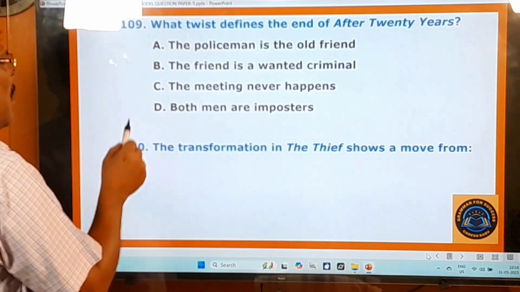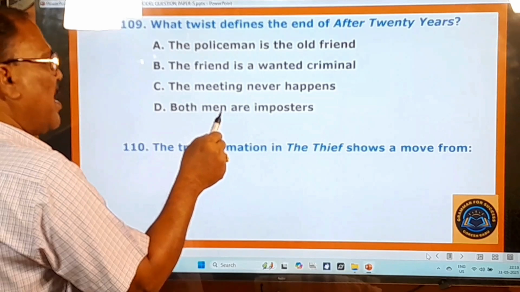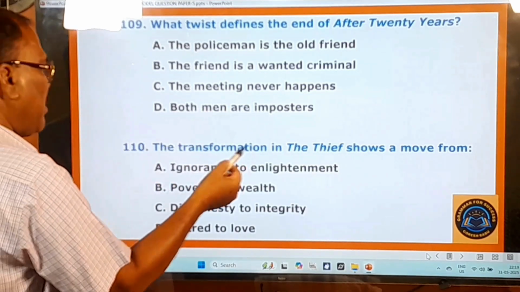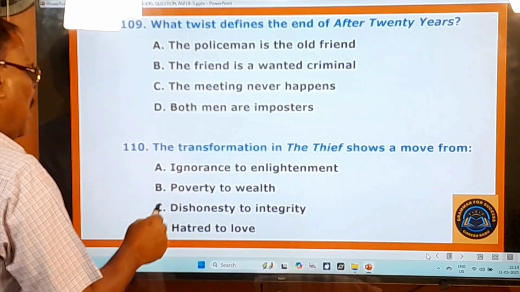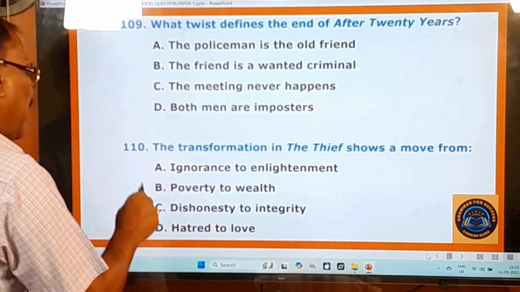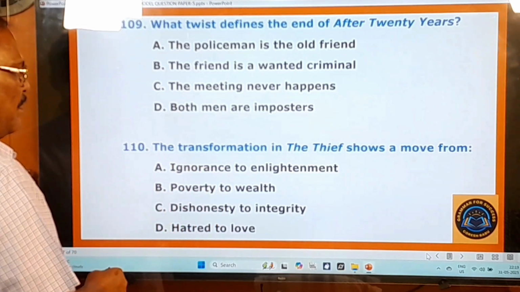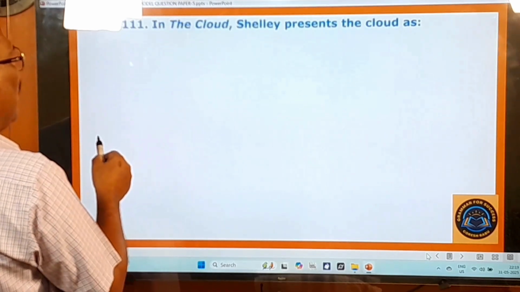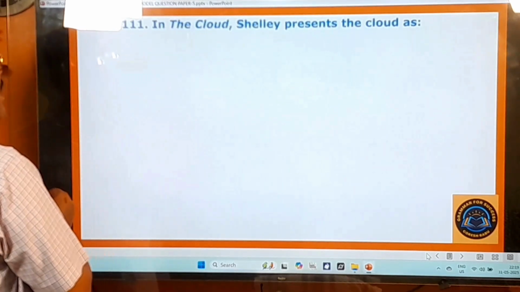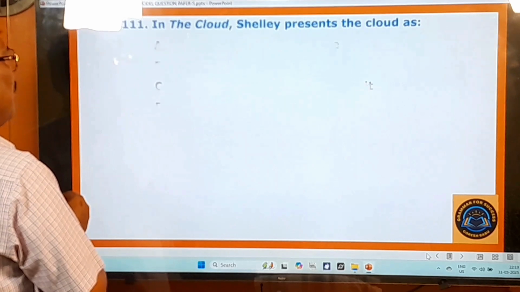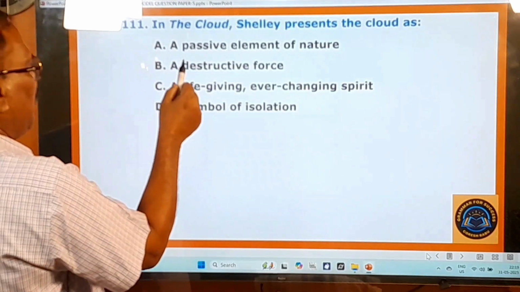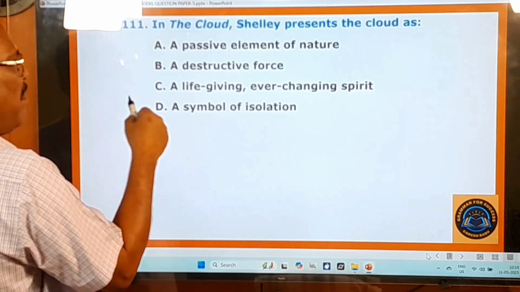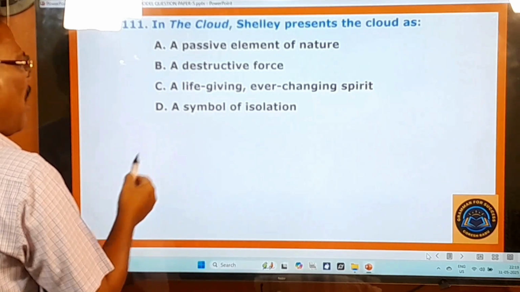110th question. The transformation in The Thief shows a move from ignorance to enlightenment, poverty to wealth, dishonesty to integrity, hatred to love. 111th question. In The Cloud, Shelley presents the cloud as a passive element of nature, a destructive force, a life-giving, ever-changing spirit, a symbol of isolation.